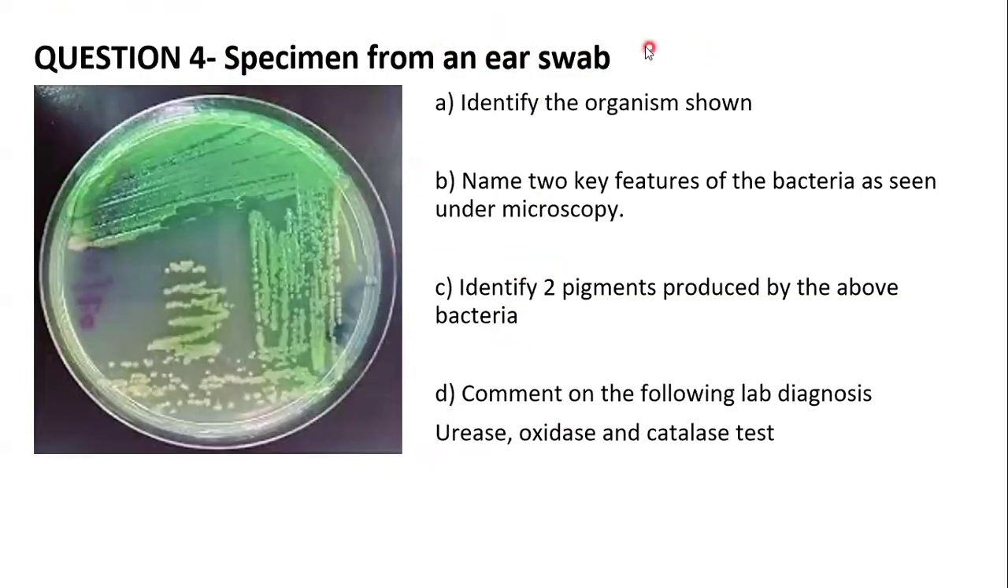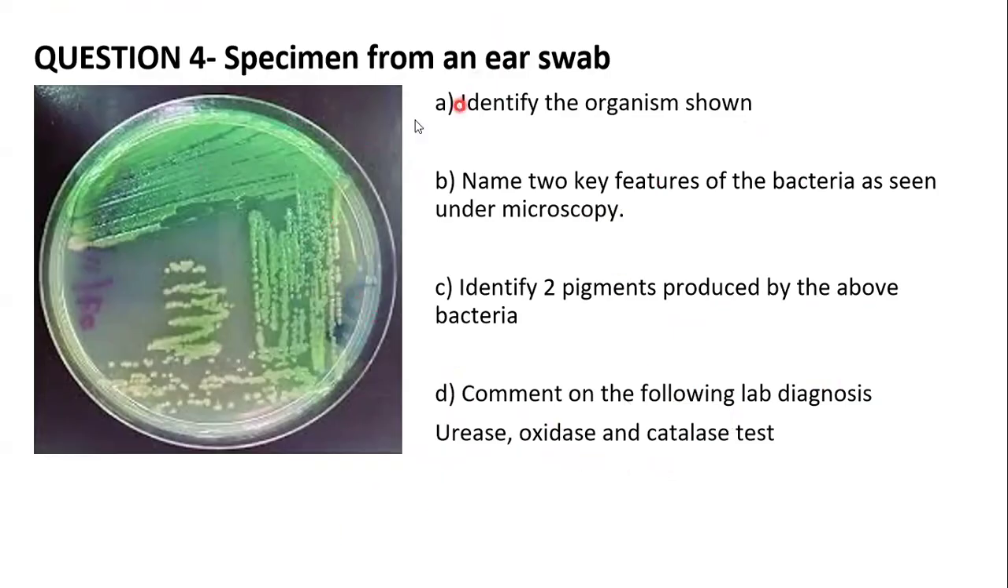Specimen from an ear swab. Okay. Identify the organism. This is only one organism that has this certain pattern. Key features on microscopy. Two pigments produced by the above bacteria. Then you have to comment on the following lab diagnosis: urease, oxidase, and catalase.